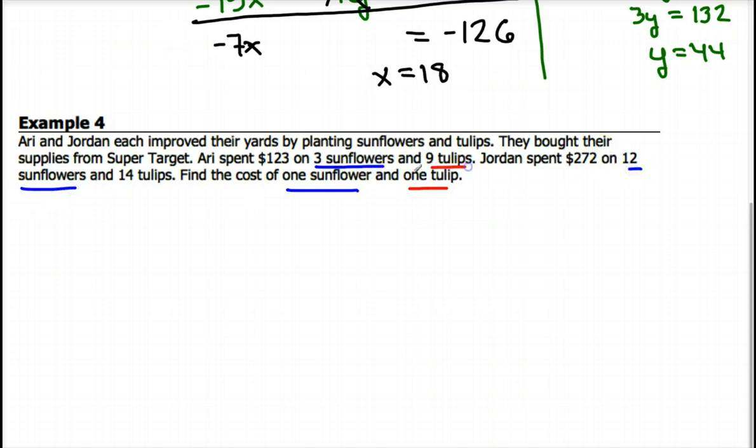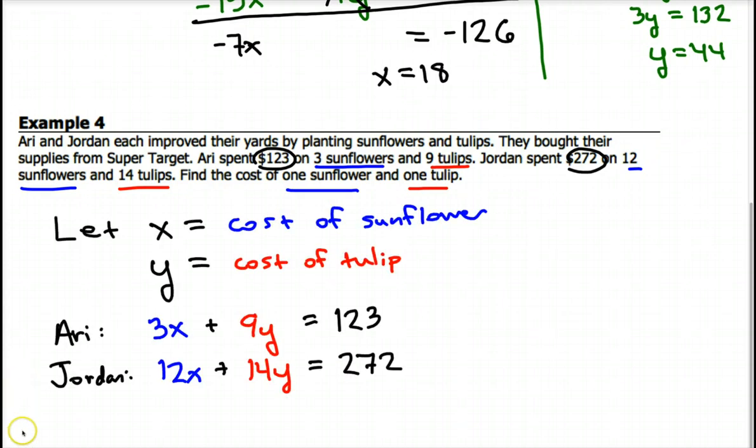And then once you're done writing those 2 things, before you solve it, click play to see if you've set it up correctly. So go ahead and click pause right now and just try writing your let statements and your system, please. Okay, so this should be what your system looks like. X is going to be the cost of a sunflower, Y is going to be the cost of a tulip. And so for Ari's equation, we have 3x plus 9y equals 123. And for Jordan's, we have 12x plus 14y equals 272. Now I'd like you to pause it again and try solving that system.